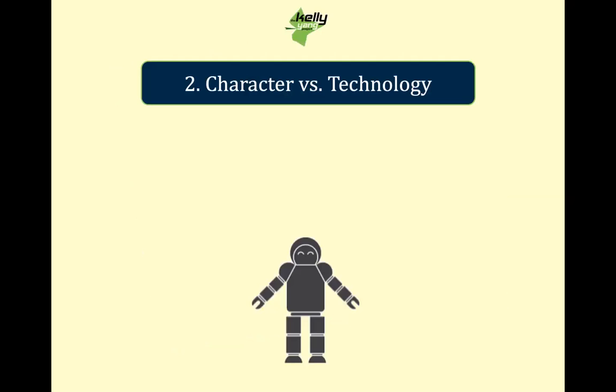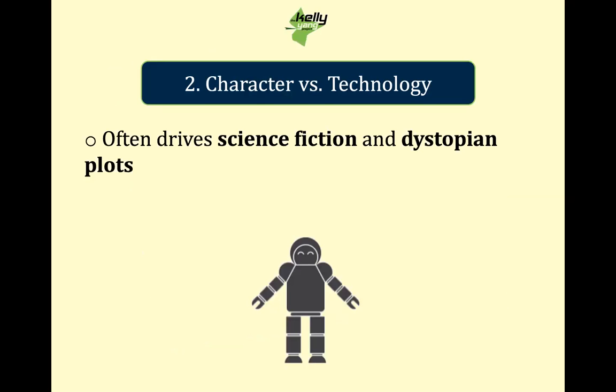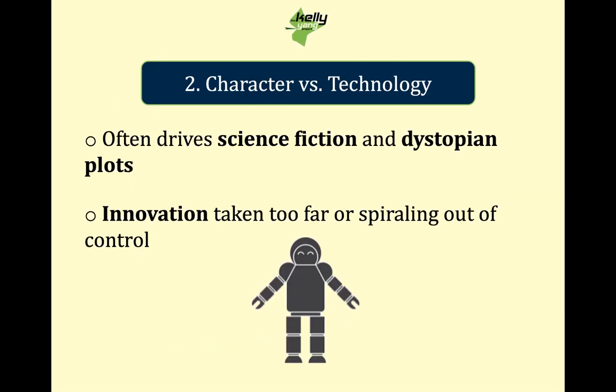Our next type of conflict is character versus technology, sometimes also called character versus machine. This conflict often drives science fiction and dystopian plots, usually in the form of an innovation that's been taken too far or has spiraled out of control. Think artificial intelligence turning on its creator, or technology being used to oppress people and control every aspect of their lives.